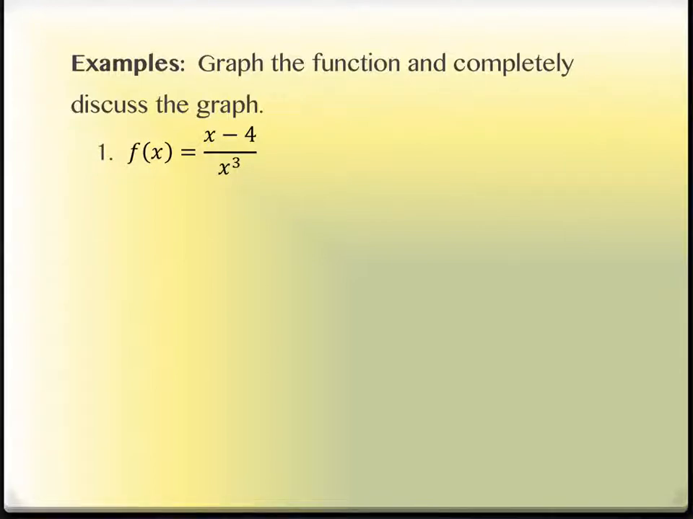You're going to find out if there are asymptotes. What's going on with those intercepts? Tell me what the derivative is and how that information is useful. Tell me what the second derivative is and the same thing.